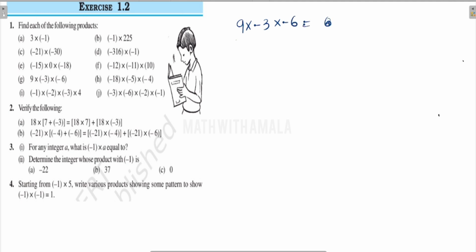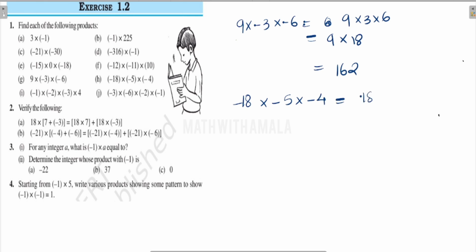Okay, next question, 9 into minus 3 into minus 6. Of course, the negatives will be multiplied to positive. So let's do it like 9 into 3 into 6. So what is 9 into 3 into 6? I have done it first. So let's take 18. 9 into 18. The answer without multiplication we can do like 9 8s are 72. Let's write 2. Then 7 will be remaining. 1 9s are 9. 9 plus 7, 16.